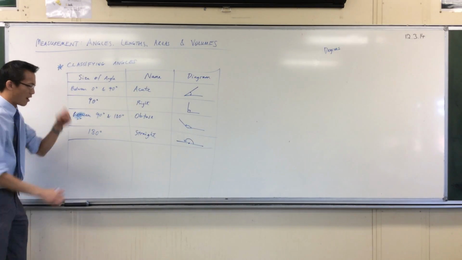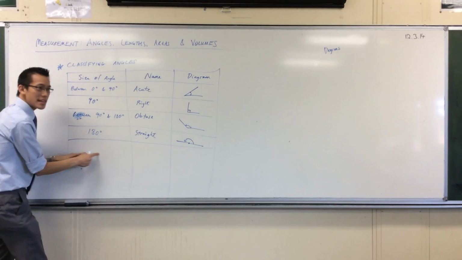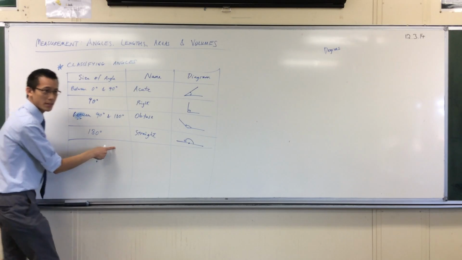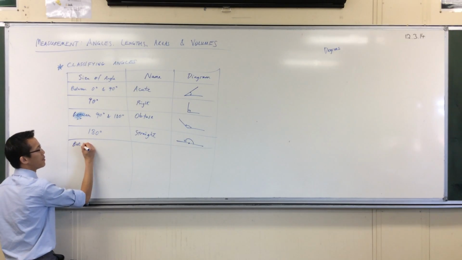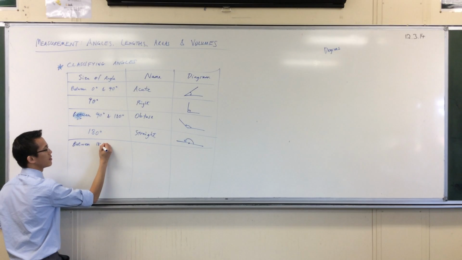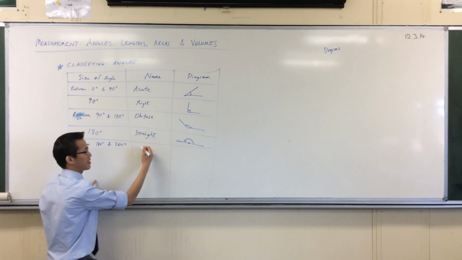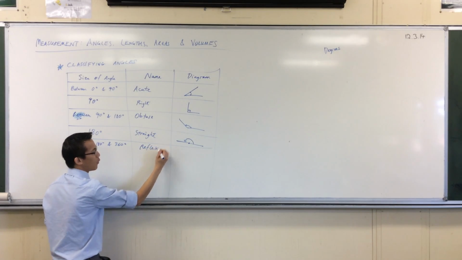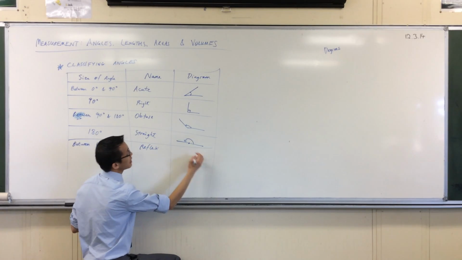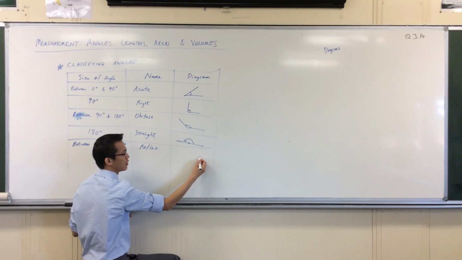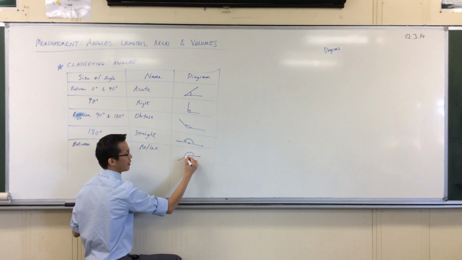Now, I already heard the name, but what's the actual size that we're interested in for this? It's between 180 and 360. That's a reflex angle. What does that look like? It looks like this. It looks like the obtuse angle, but it's actually the other side.